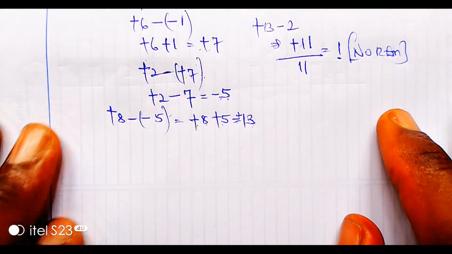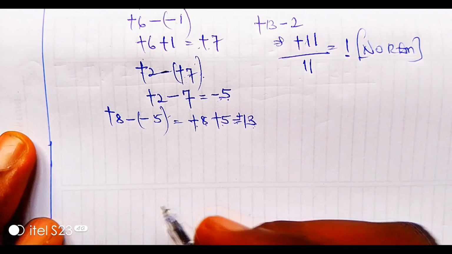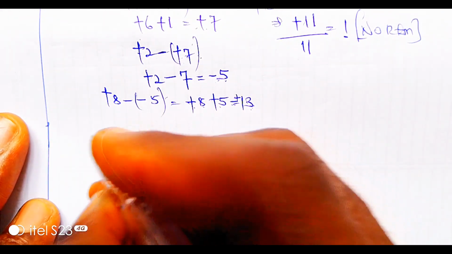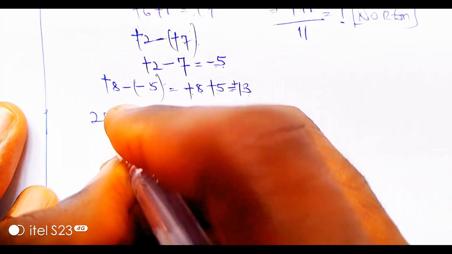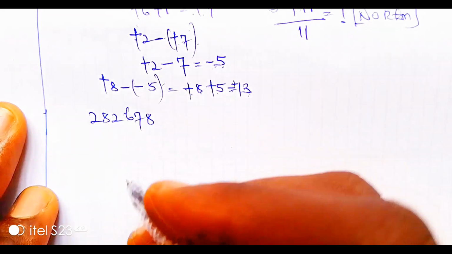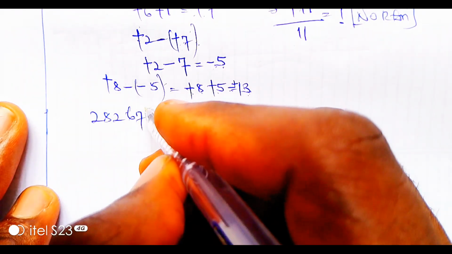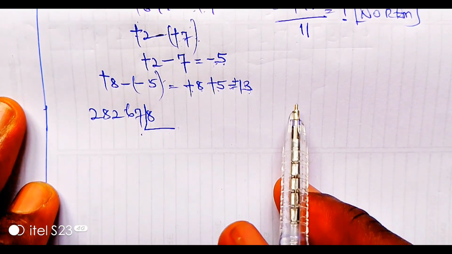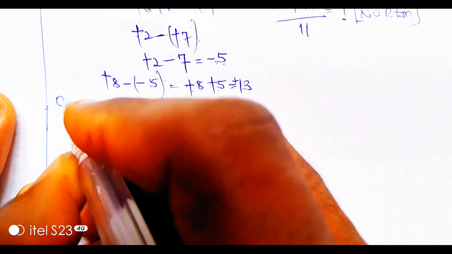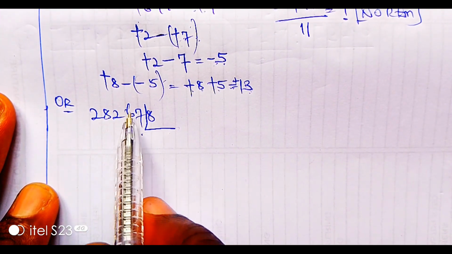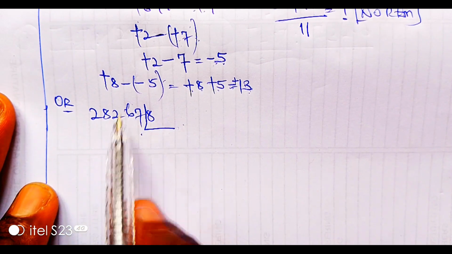So let's see how we can do it the other way around. We write the same number out: 2, 8, 2, 6, 7, 8. This time around, we mark off the last one. This is another method. When you mark up the last one, you start solving the numbers from the front. When you mark up the back, solve from the front.